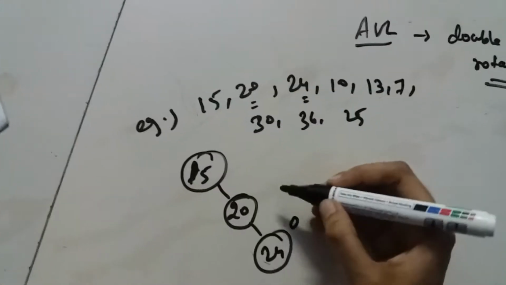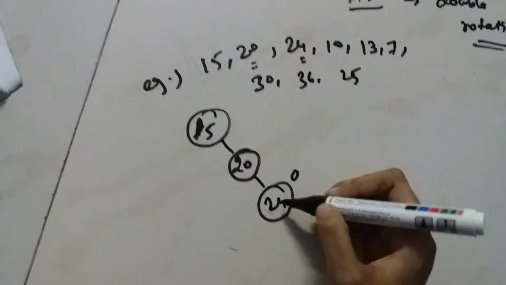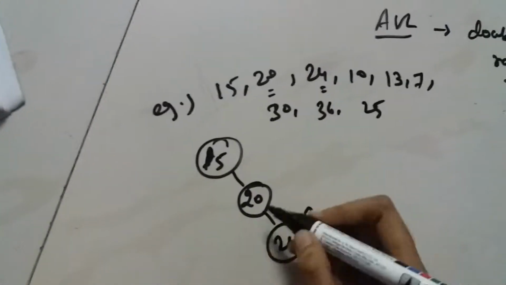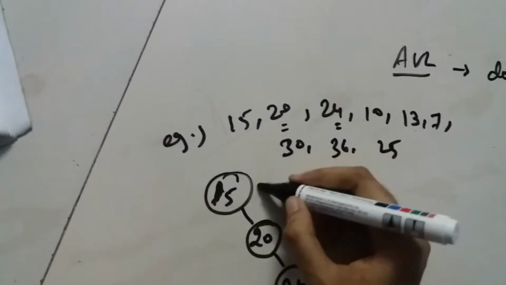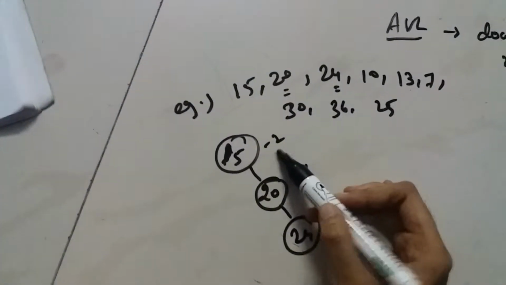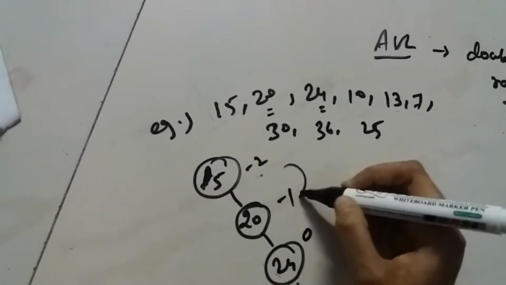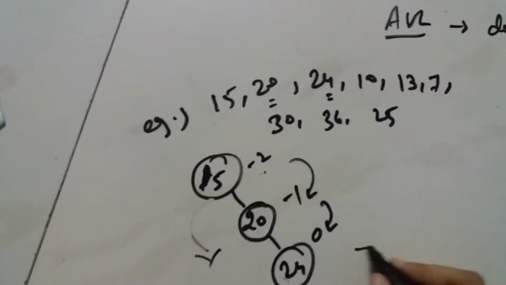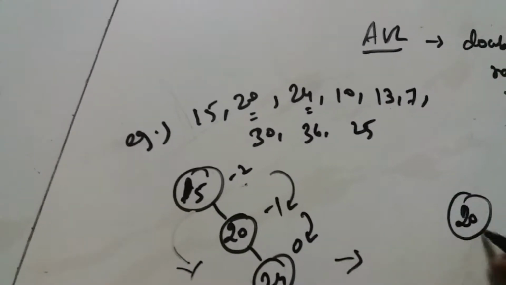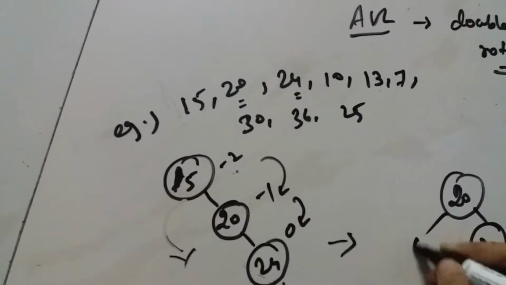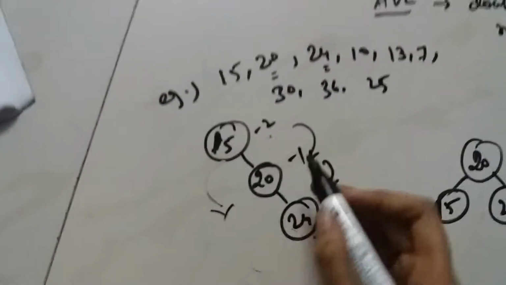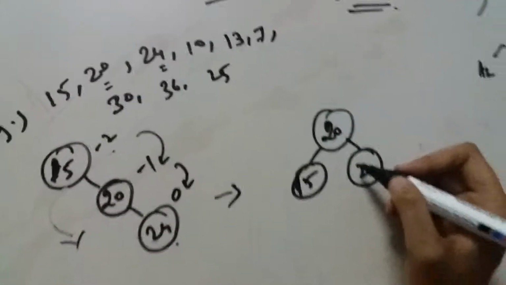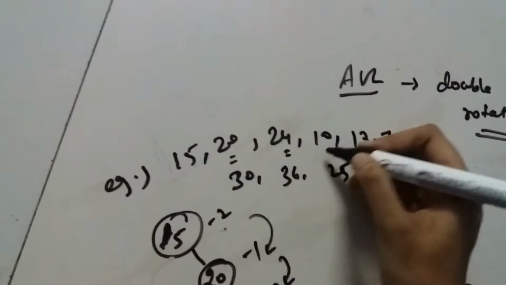Here it is 0. The balance factor is the left subtree minus the right subtree. There is no left and right of this, so it is 0. Here it is left minus right, it is minus 1, it is minus 2. So the imbalance occurs at this node after inserting 24. 24 is inserted as right of right subtree, so the rotation will be left. That is a single rotation. The resultant tree will be 24 with 15 on its left, because the node is inserted as right of right subtree, so the rotation is left. Here no imbalance occurs, so let us proceed with insertion.